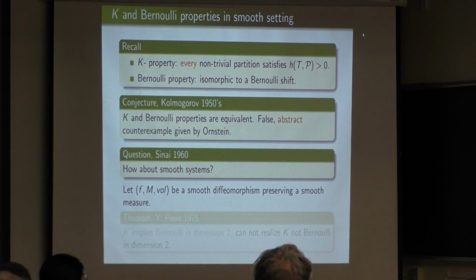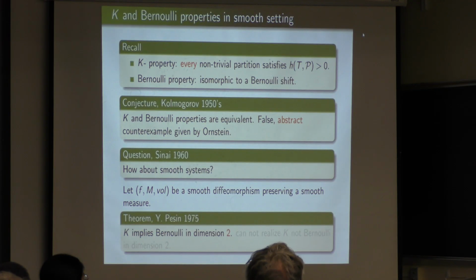Okay, so K and Bernoulli are not equivalent. In smooth, in dimension 2, everything is always measure preserving, that's what I always assume. Here, technically, there's another obstruction to smooth realization, if you want. So K implies Bernoulli in dimension 2, that's a result of Pesin. And therefore, you take this system that is K not Bernoulli, and you can't realize it on a surface. That's another obstruction, but also quite fun.